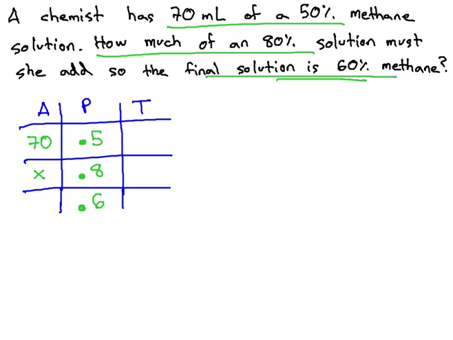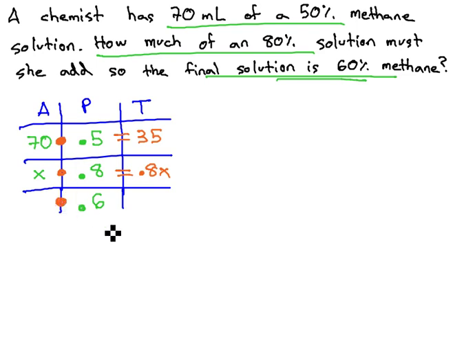A quick check I always do once I fill in my parts is the part of the final solution must be somewhere between the other two. 0.6 is between 0.5 and 0.8, so I'm okay. We now need to fill in all the remaining cells of this table. To calculate totals, we multiply amount times part. 70 times 0.5 is 35. X times 0.8 is 0.8x.